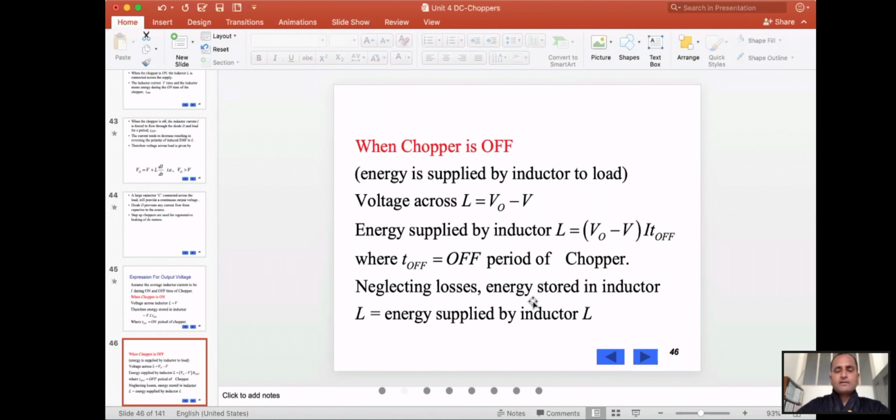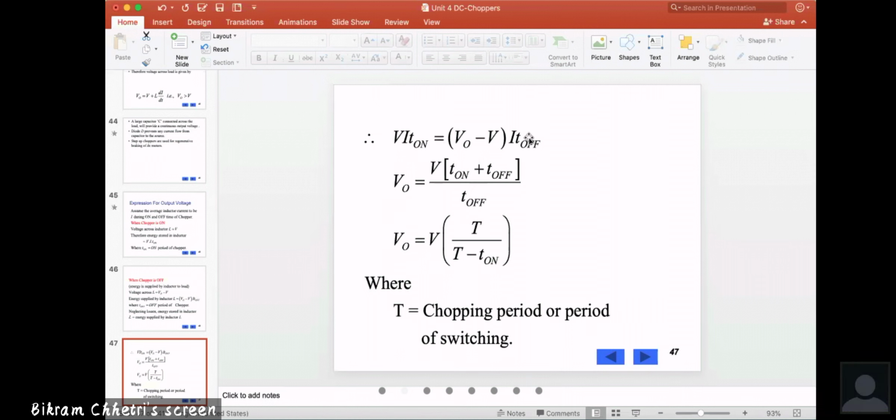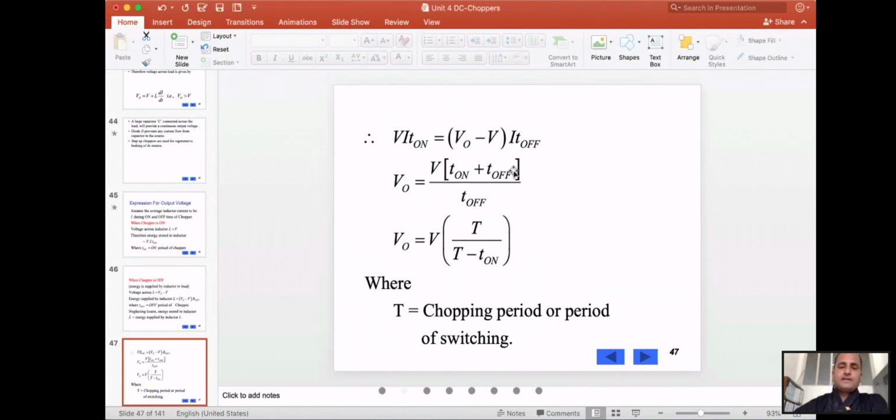If we neglect the losses, the energy stored in the inductor L is equal to the energy supplied by the inductor. So V I T on is equal to V naught minus V into I T off, during the off period of the chopper. So V naught will be equal to V times T on plus T off, divided by T off. If we simplify this equation to find the output voltage, V naught will be equal to V T divided by T minus T on.